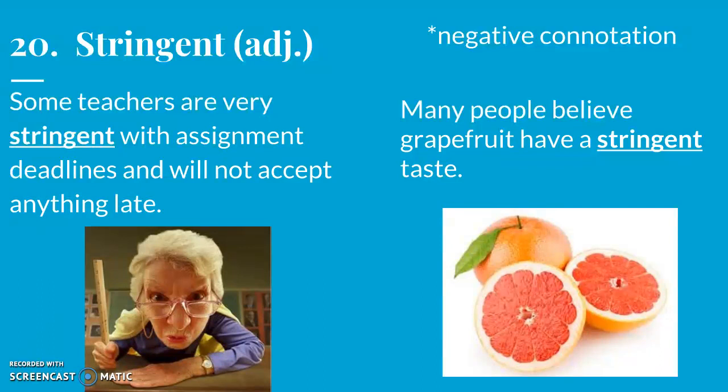So our example sentence for the strict and severe is on the left. Some teachers are very stringent with assignment deadlines and will not accept anything late. So that is something very strict that some teachers do. Or for the other definition about something being bitter to the taste, we have many people believe grapefruit have a stringent taste. So it's kind of like bitter and sour.